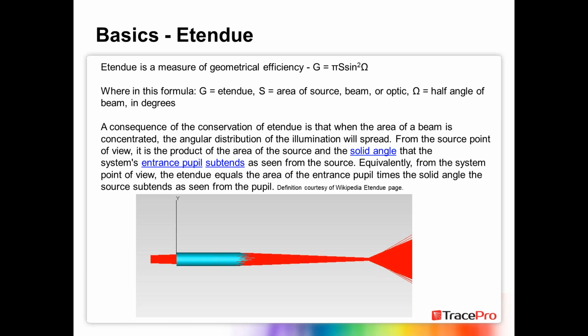If I go to Wikipedia, I get a very nice definition of this. A consequence of the conservation of étendue is that when an area of a beam is concentrated, the angular distribution of the illumination will spread. So this means if my light pipe goes from a large diameter to a small diameter, the angular distribution that comes out of it will spread. So if I want to, I can make a very collimated beam coming into this particular light pipe spread by concentrating the diameter of the beam as it goes along.